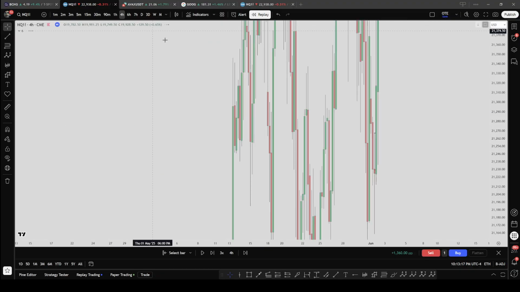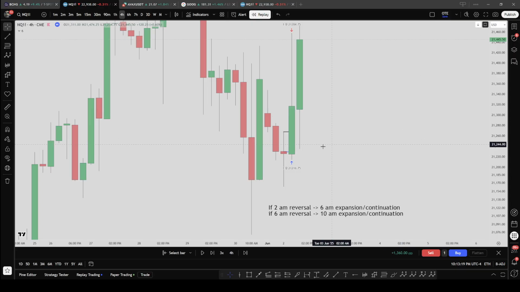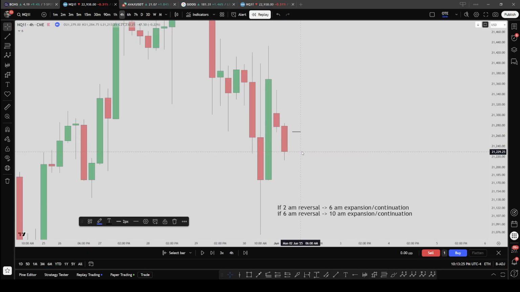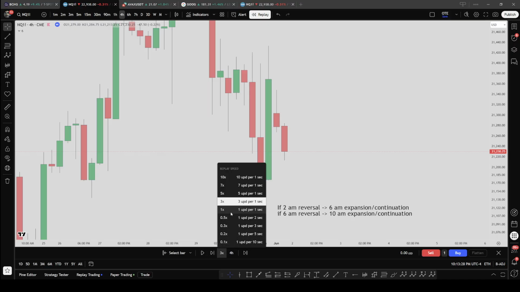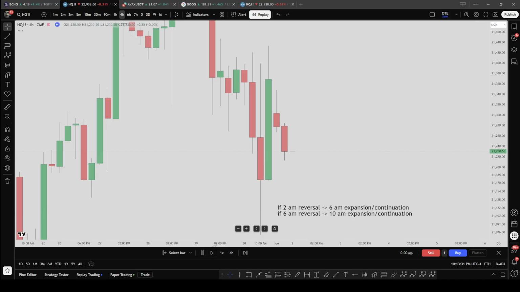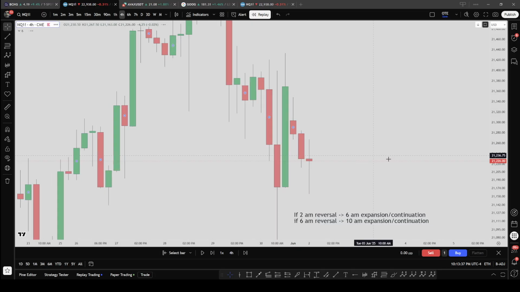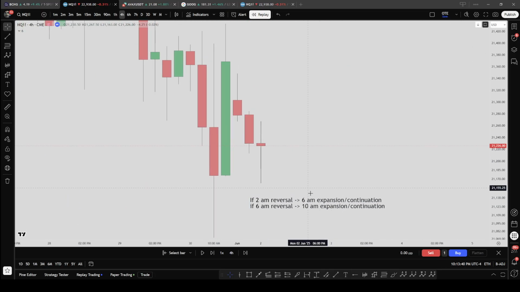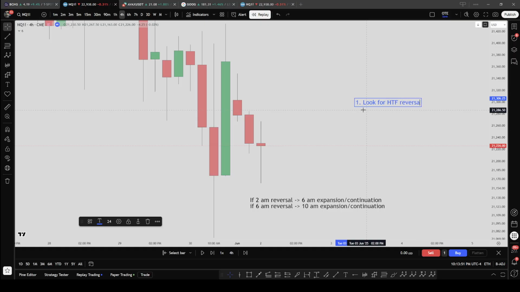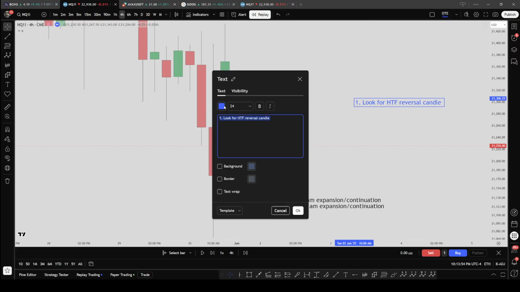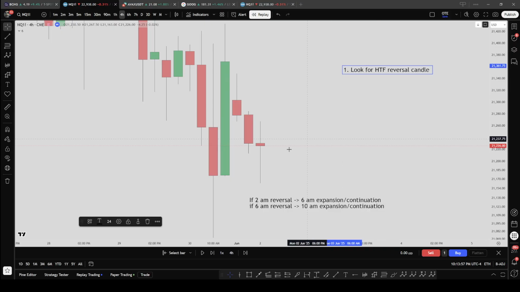Because let's go back to narrative or the high time frame analysis. How do I get rid of? Okay. Right, so we are here. We are right here in this time. Again, I'm going to go over the stages of how I trade. So step one, look for high time frame reversal candle. So let's make this black just so it's easier. Okay, so there you go.